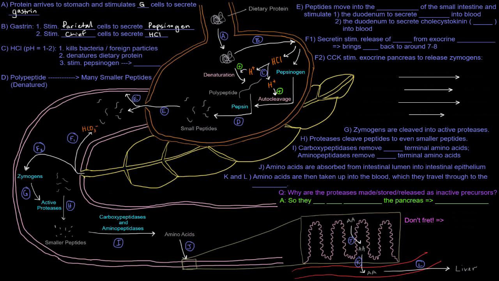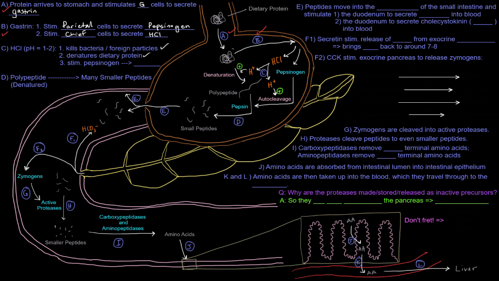Okay, so part C up next. So let's actually check these off as we go through them. So we've done A, we've done B. Next up is C. So C, HCl, of course, is a strong acid, and it'll bring the pH down to really low, about 1 or 2. And what that'll do is that'll do three things. It'll kill any bacteria or foreign particles. Okay. It'll also denature the dietary protein.